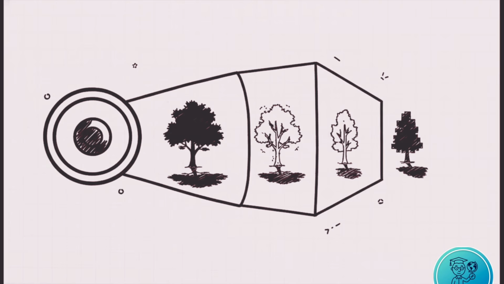Enter Cascaded Shadow Maps, or CSM for short. This is just a brilliant workaround. Instead of treating the whole view frustum equally, engineers literally chop it up along the depth axis, the z-axis. They slice it into segments.